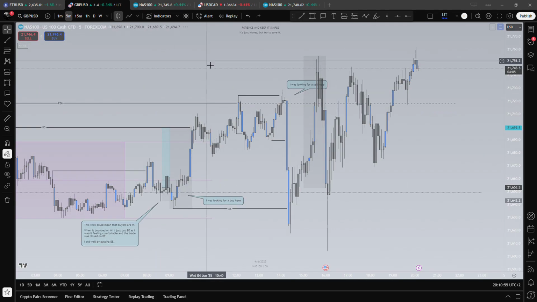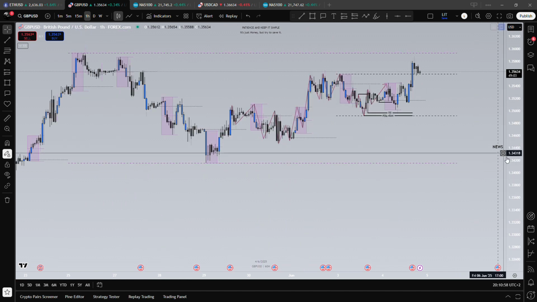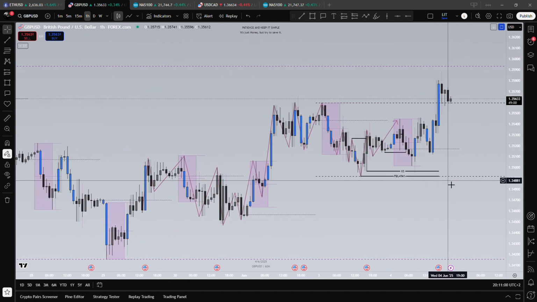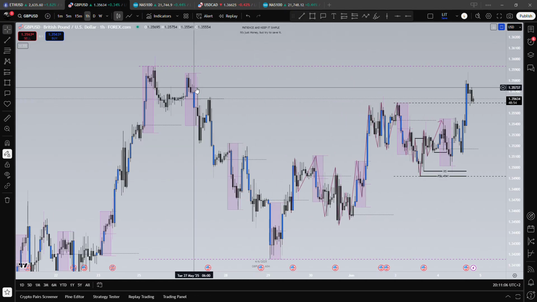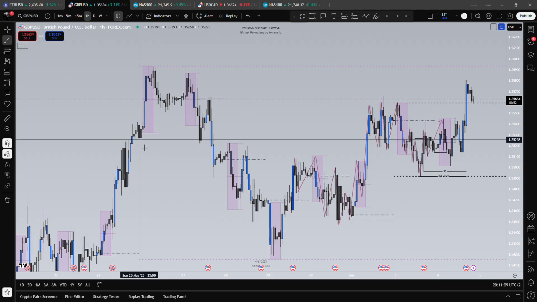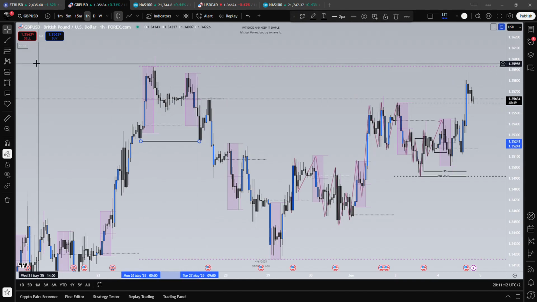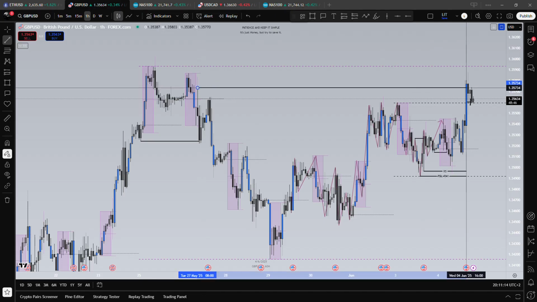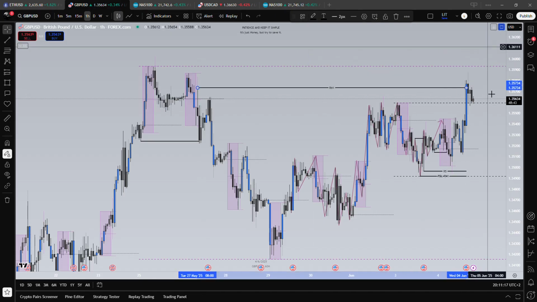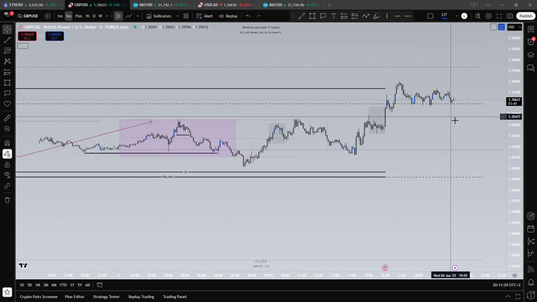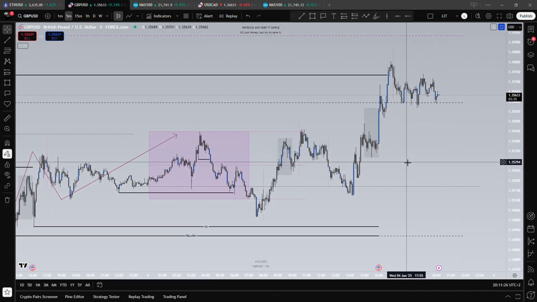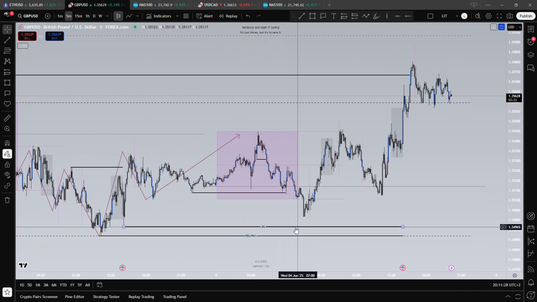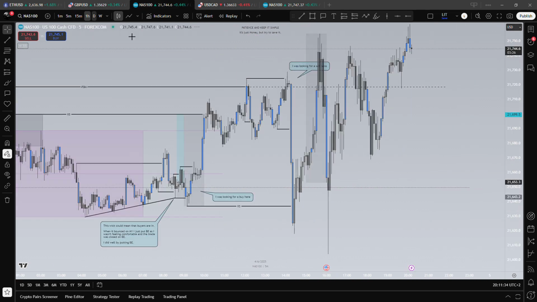Then GBP. Here I didn't look for anything because we had some sort of range, still waiting for this liquidity to be taken. Break of structure here, and the liquidity is perfectly here. Maybe it continues to the upside, but we are having a reaction here because of the liquidity on H1. I was expecting this to be taken at least, but it wasn't like that.